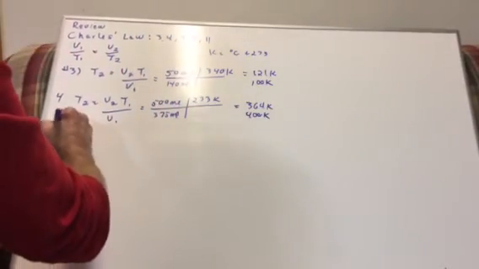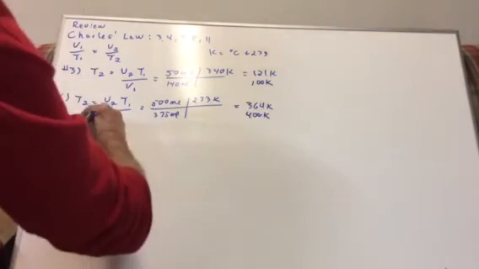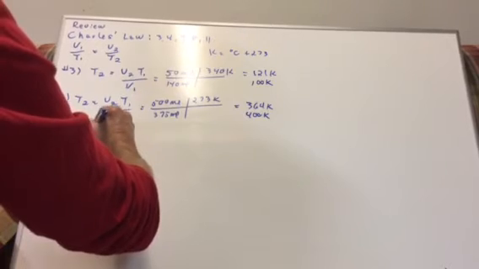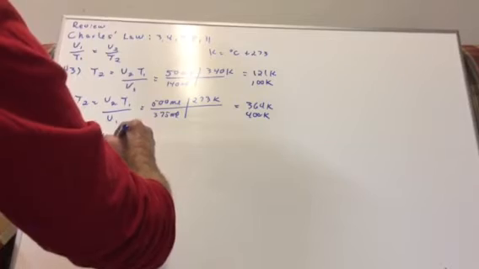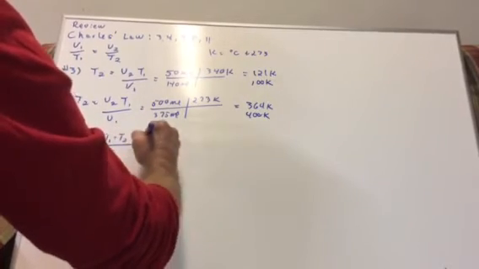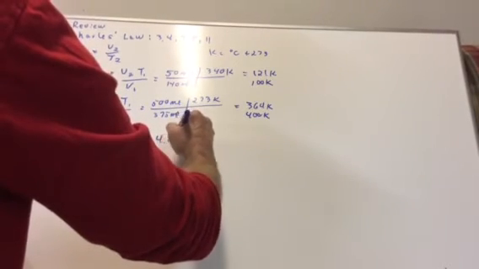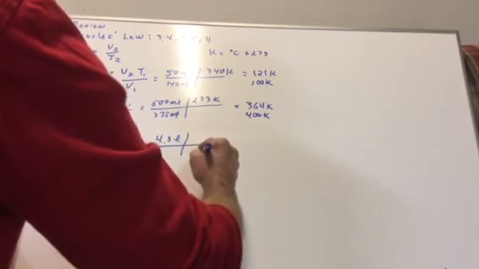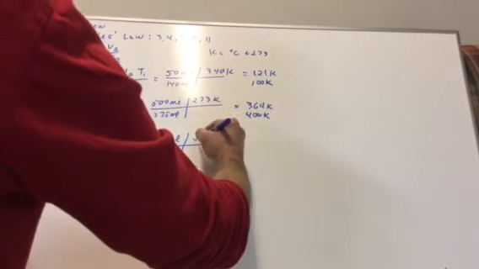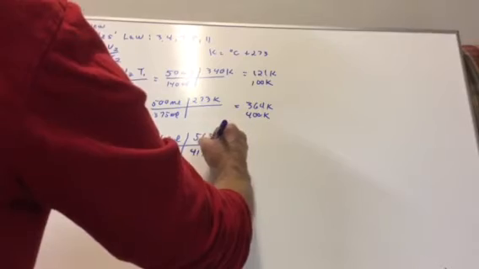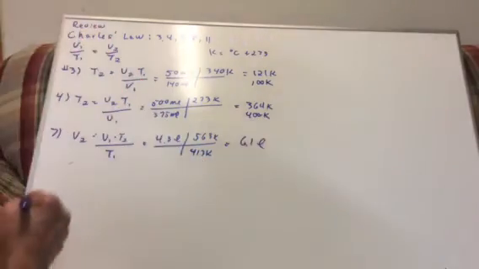Okay, for number 7, you're solving for V2 in this particular problem, so it equals V1 times T2 over T1. Volume is 4.5 liters. T2 is 563 Kelvin. T1 is 413 Kelvin. And that answer is 6.1 liters.